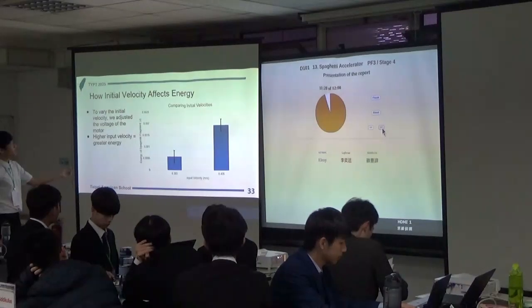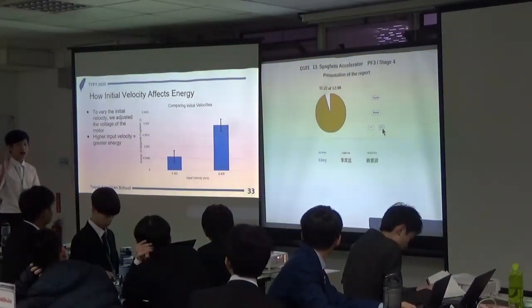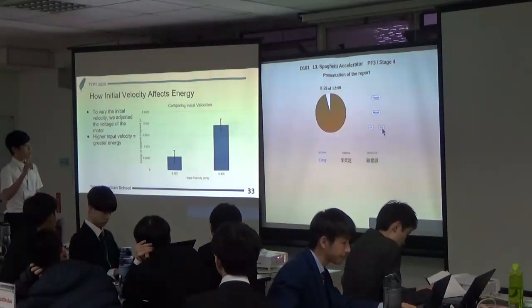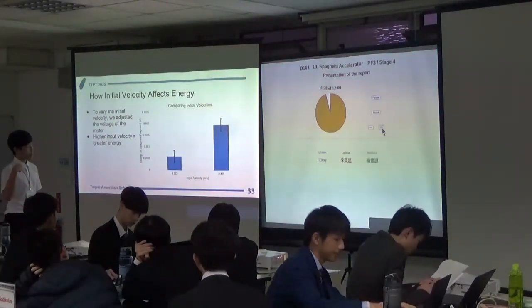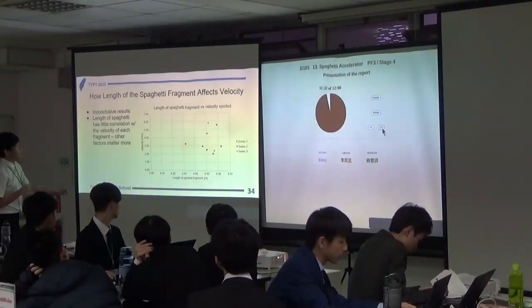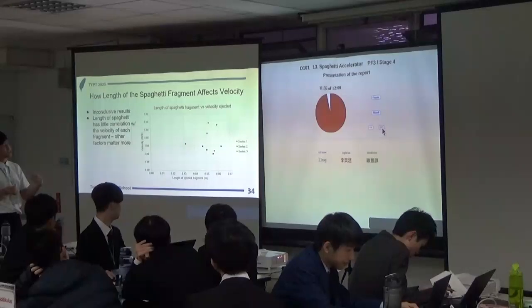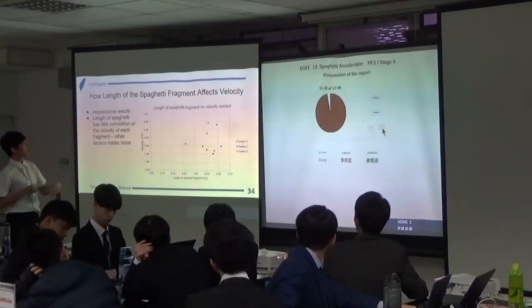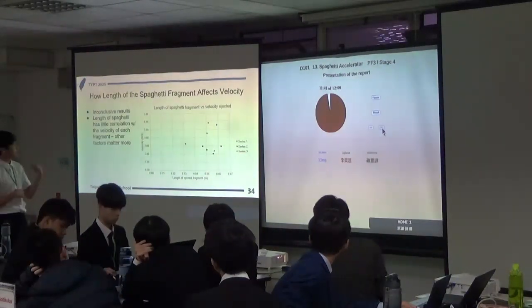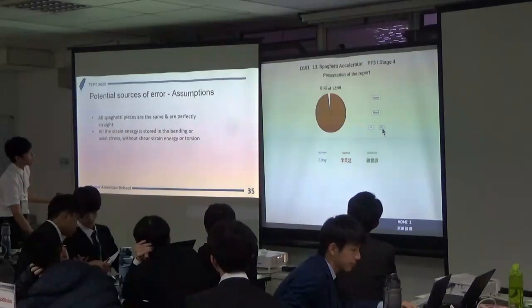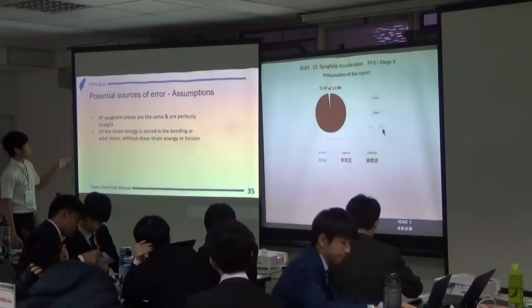This is about how initial velocity affects energy. To vary the initial velocity, we vary the voltage of the motor that drives the part forward. Again, error bars are determined by standard deviation. And earlier I talked about the length of each spaghetti fragment and how it determines velocity. Here we can see that the results are inconclusive. There's very little correlation between the length of each fragment and the velocity, meaning that we believe other factors like the angle matter more.